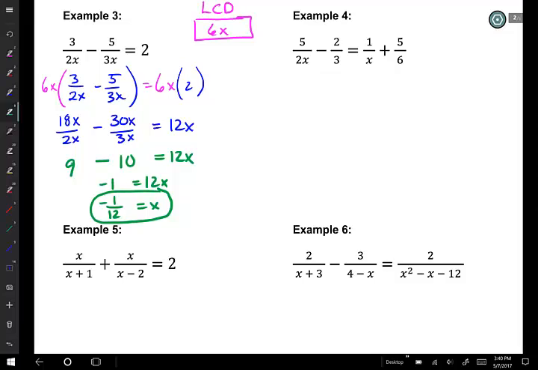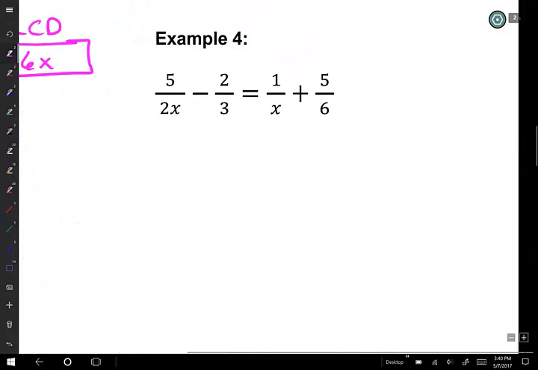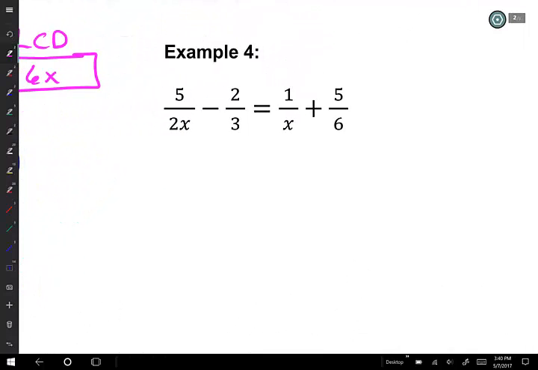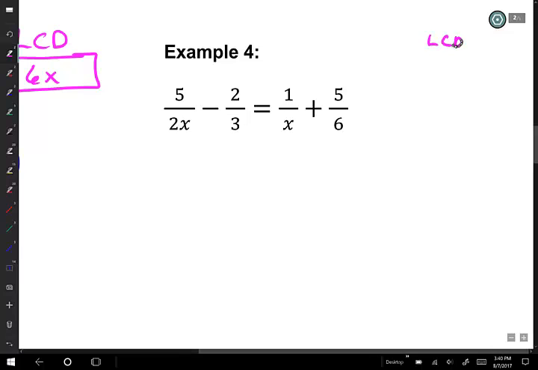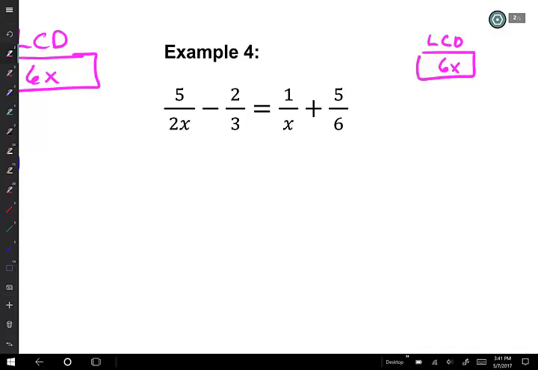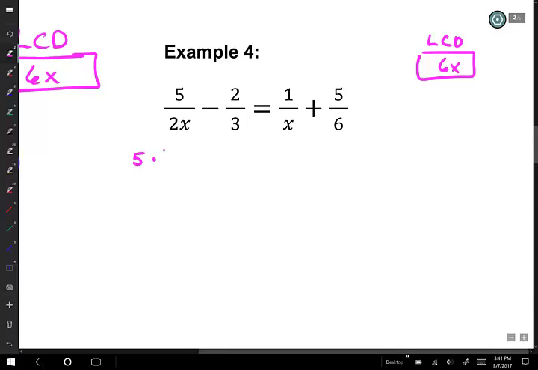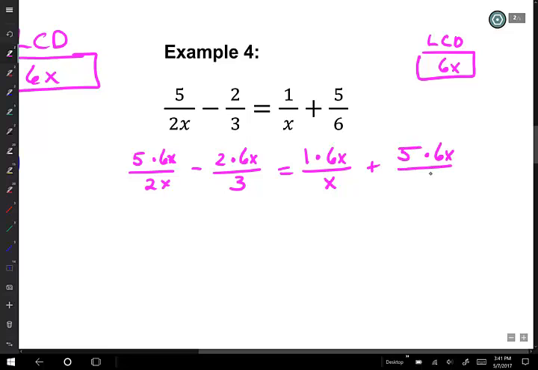Let's look at example 4. Our LCD on example 4 is going to be between 2x, 3, x, and 6. So my LCD is going to be 6x once again. This time I'm going to write the multiple of the LCD into each multiplier. So we have 5 times 6x over 2x minus 2 times 6x over 3 equals 1 times 6x over x plus 5 times 6x over 6.